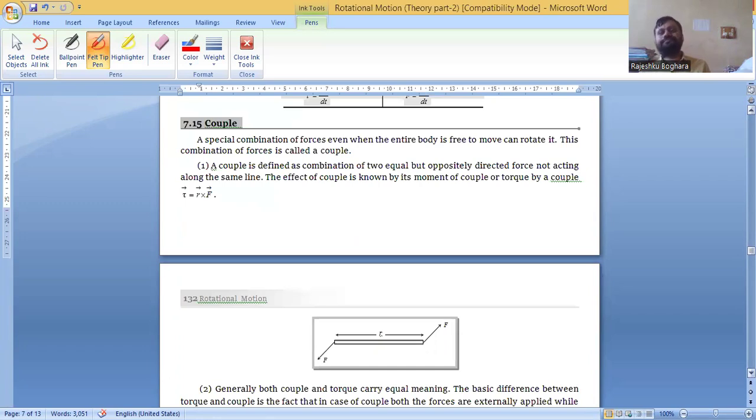Couple. A special combination of forces, even when the entire body is free to move, can rotate it. This combination of forces is called the couple.